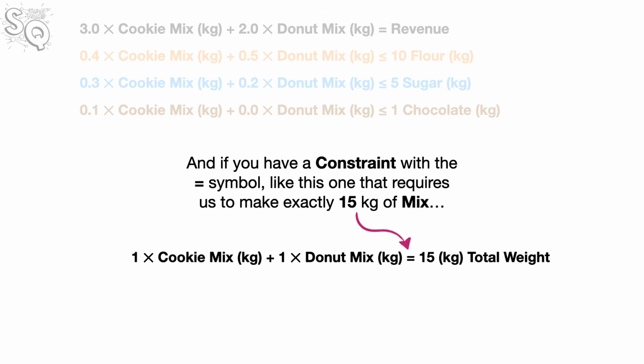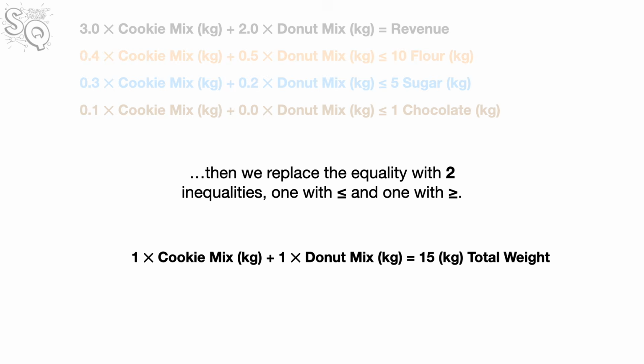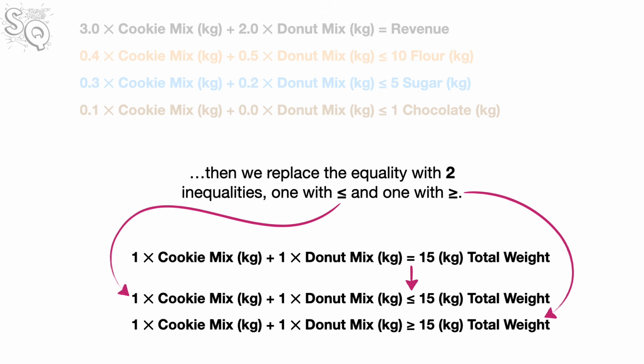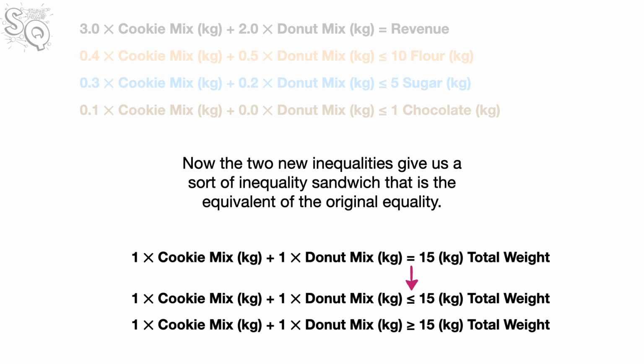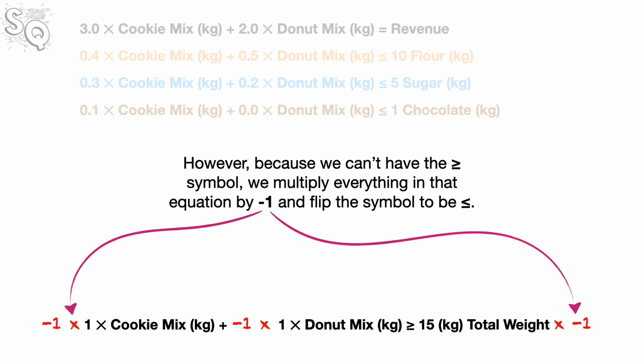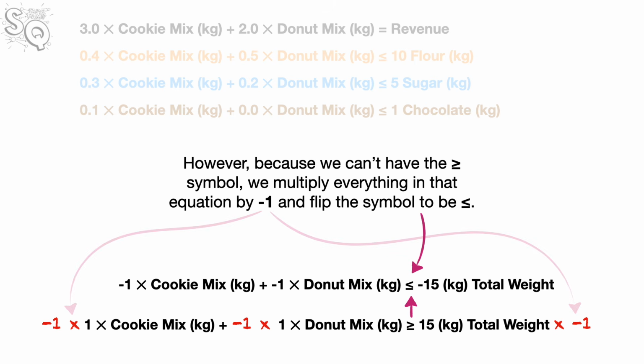And if you have a constraint with the equals symbol, like this one that requires us to make exactly 15 kilograms of mix, then we replace the equality with 2 inequalities, one with less than or equal to, and one with greater than or equal to. Now the 2 inequalities give us a sort of inequality sandwich that is the equivalent of the original equality. However, because we can't have the greater than or equal to symbol, we multiply everything in that equation by -1 and flip the symbol to be less than or equal to.